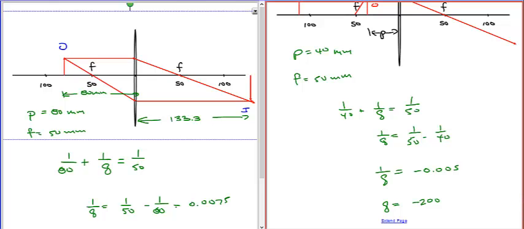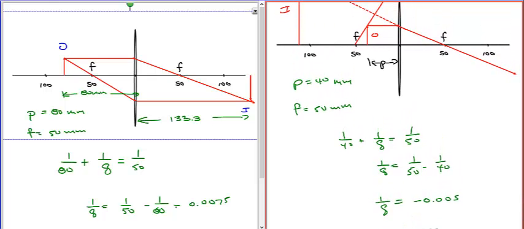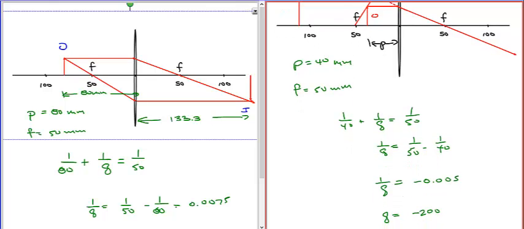Now, you can see as you get closer to the focal point, closer to 50, this thing is going to move back, but it's going to be much bigger too. So when you get a negative number, that means that the image is on the same side as the object.